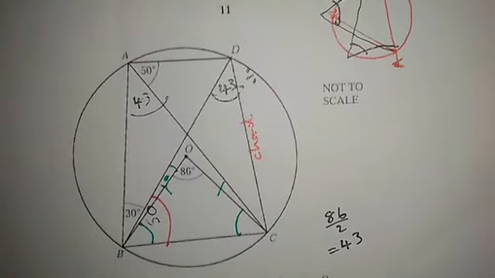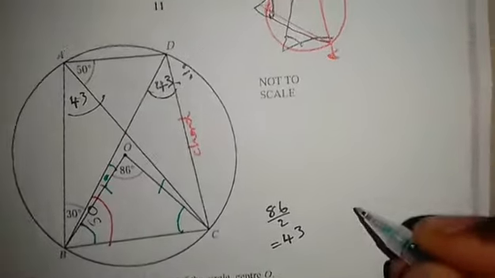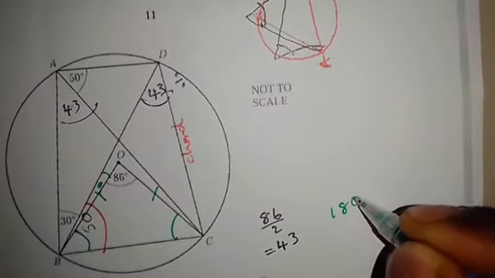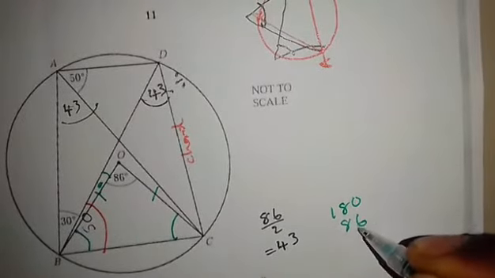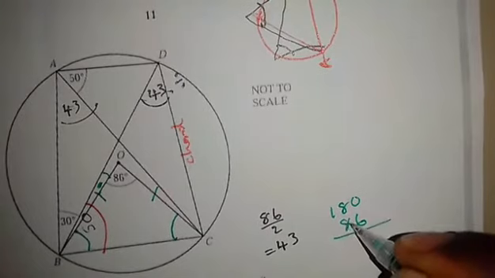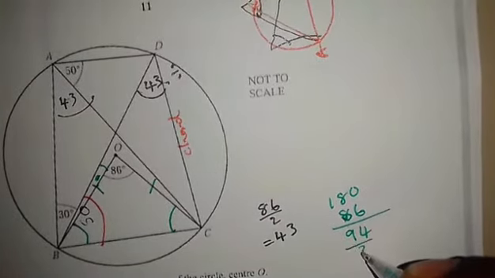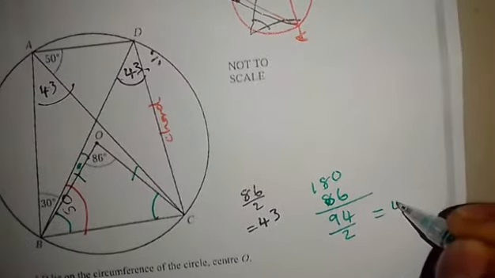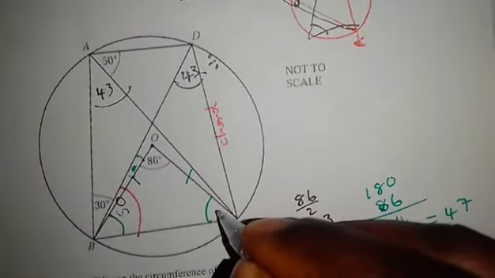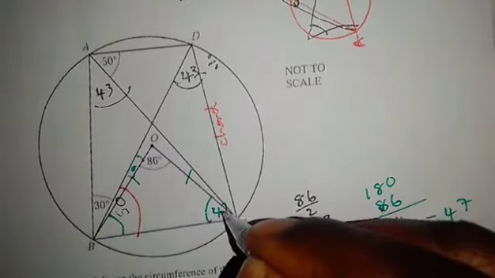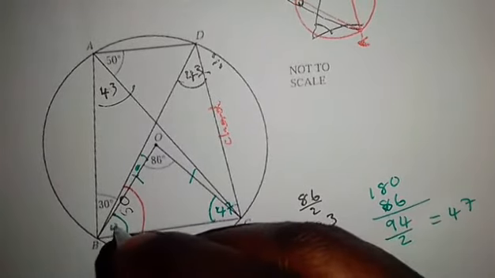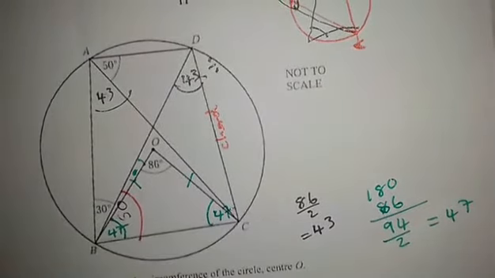They are equal. So how do we find those angles? You take 180 minus 86, the angle at the center. So 180 minus 86 gives 94. Then divide 94 by 2, and you get 47. So it means that at C we have 47, then at B we have 47. I hope you are listening.